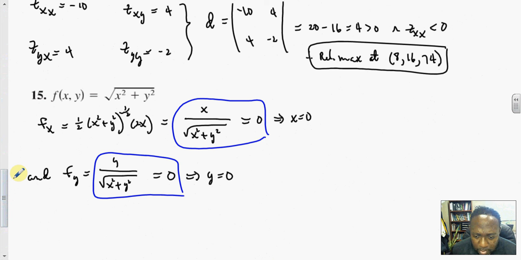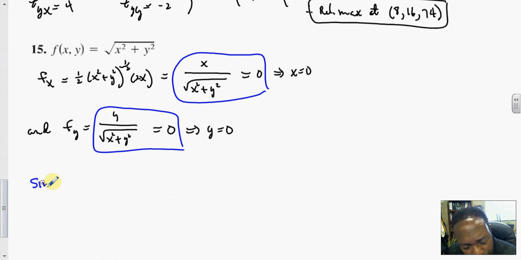Now I caution you not to even consider finding the second partial derivatives because it's going to be a whole lot of work. But look at this function. This function is always positive for any choice of x and y. This function is always positive, and if it's always positive, then the most minimum value that you have will be at the origin, x equals 0, y equals 0.